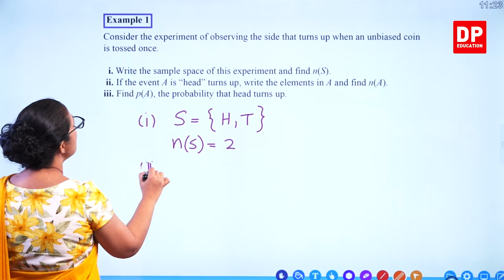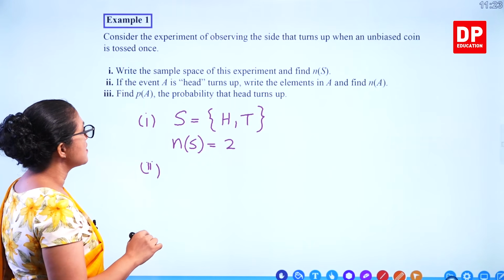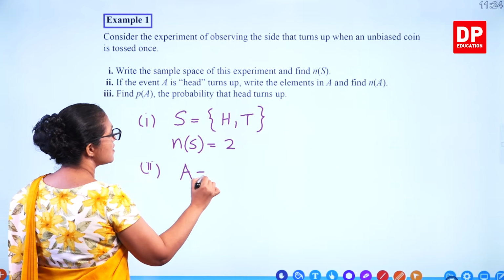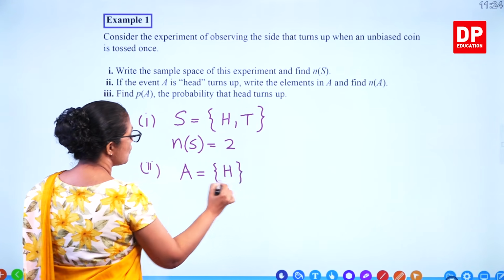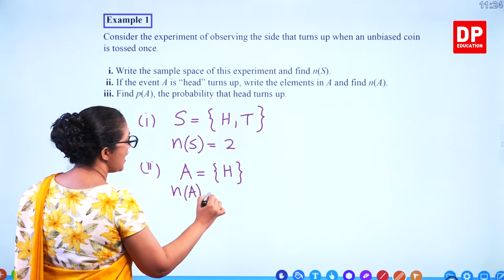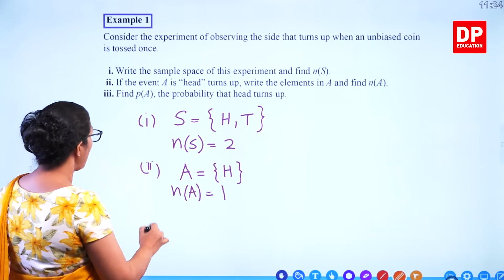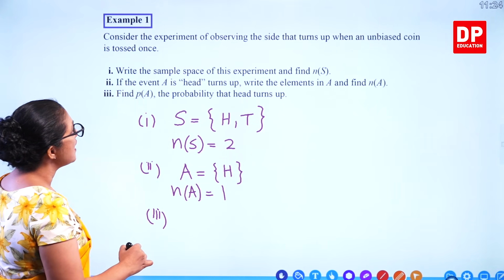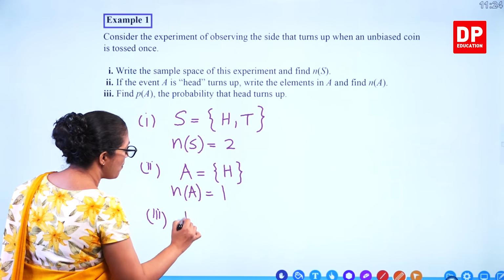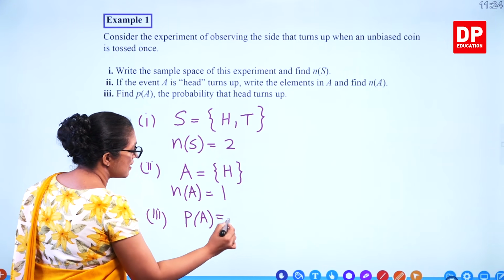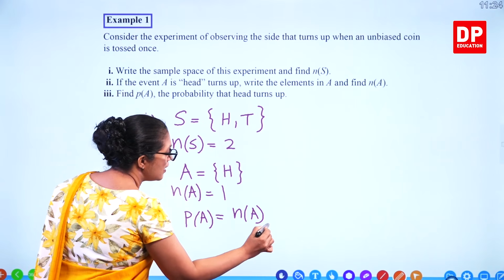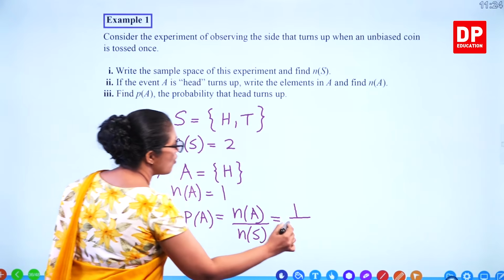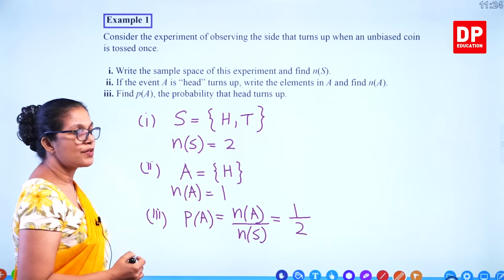Then second part, if the event A is head, turns up. Write the elements in A. So A is just getting head. So number of outcomes in A is just 1. And next one, find probability of A, the probability that heads turns up. So probability of A is NA over NS. 1 outcome out of 2. So that's half.